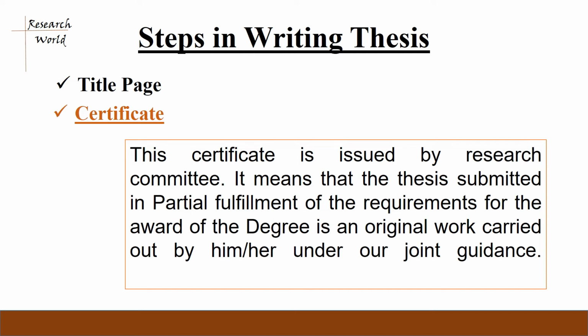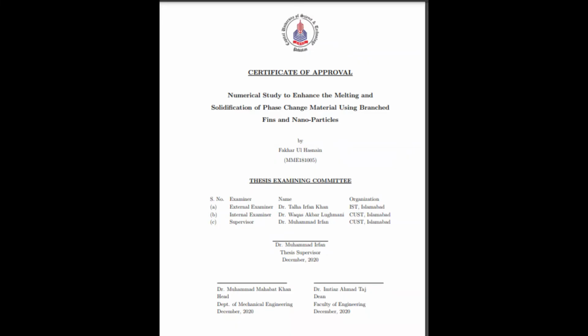This certificate is issued by the research committee. It means that the thesis submitted in partial fulfillment of the requirements for the award of the degree is an original work carried out by him or her under our joint guidance. Let's look at an example of a certificate of approval. It contains the signatures of the research committee.